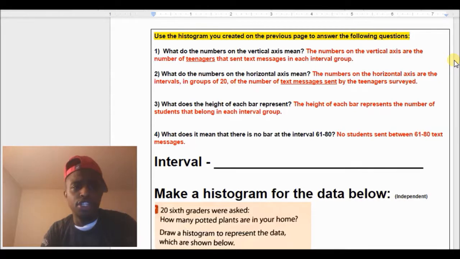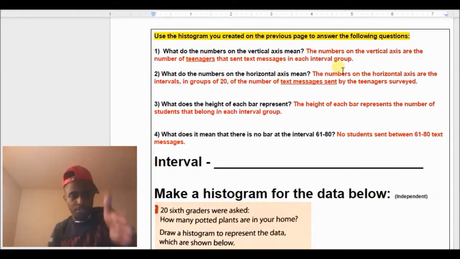The next page, the directions tell you to use the histogram created on the previous page to answer the following questions. Again, you're going to get everything in red, but make sure you listen, y'all. I'm going to try to go through it pretty quick. Number 1 is, what do the numbers on the vertical axis mean? Well, the numbers on the vertical axis are the number of teenagers that sent text messages each day. So on that vertical, which means running up and down, on that histogram that you just made, those are the number of teenagers.